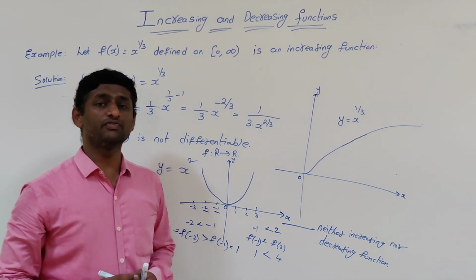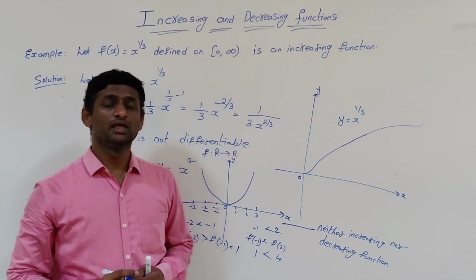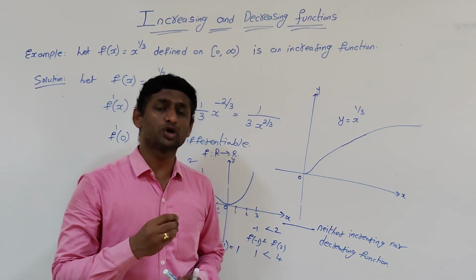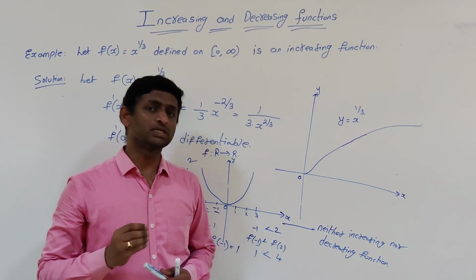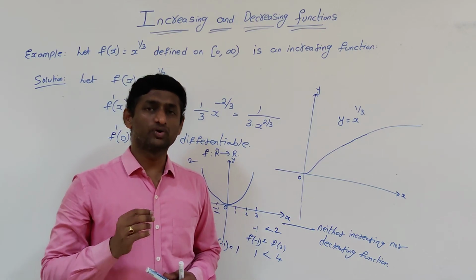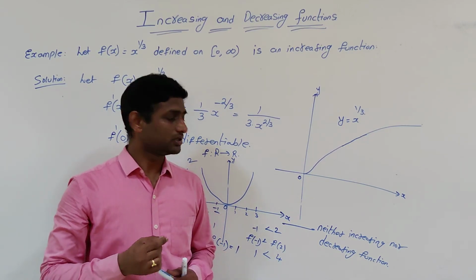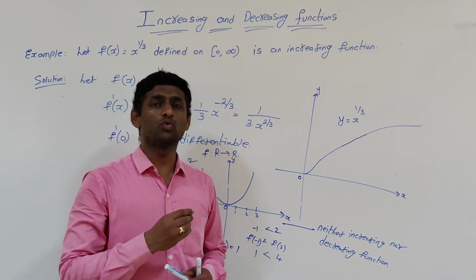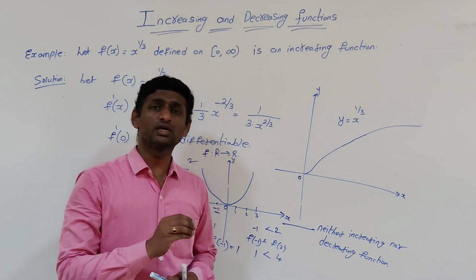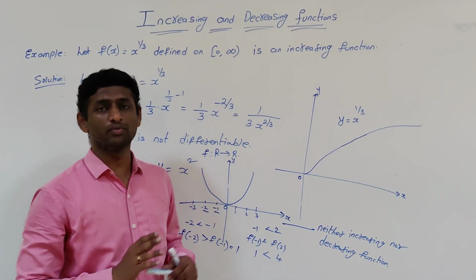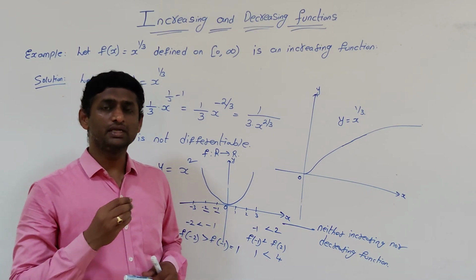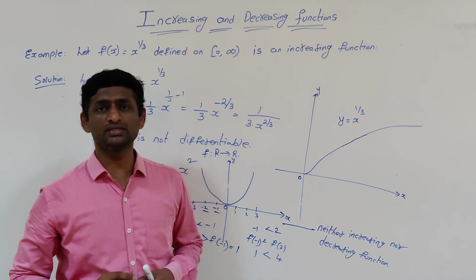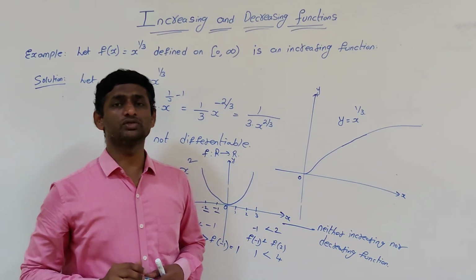But how do we identify in which interval it is increasing and in which interval it is decreasing, or in which intervals the slopes are positive and in which intervals the slopes are negative? For that we have to go for the definition of a critical point. Based on the critical points, the domain can be divided to identify in which interval the function is increasing and in which it is decreasing. So now we'll go for the definition of a critical point.